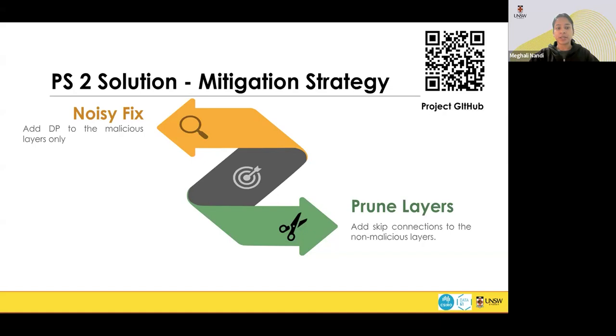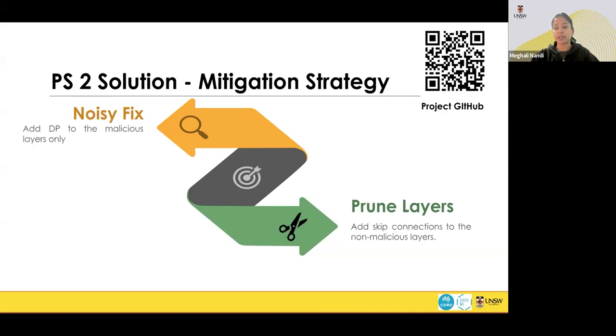Now, one may argue that differential privacy already exists. What's new in this? Here I would argue that we have added one extra step. Differential privacy in normal federated learning systems is added to the outputs of all of the layers, right? Now here what we have done is we have identified which layers are malicious and added DP to only those malicious layers.